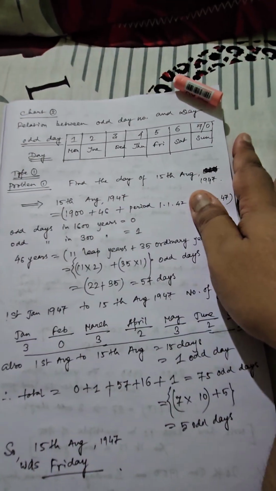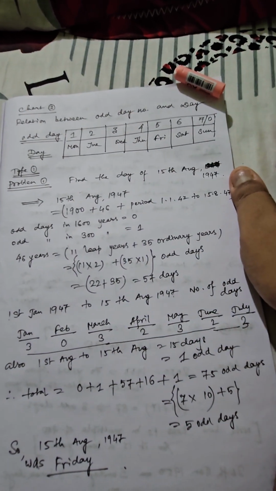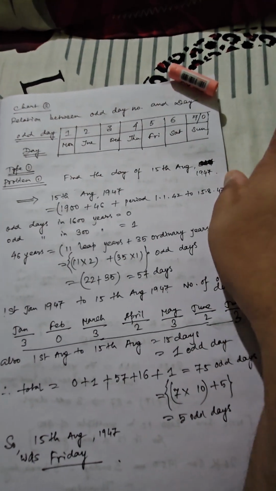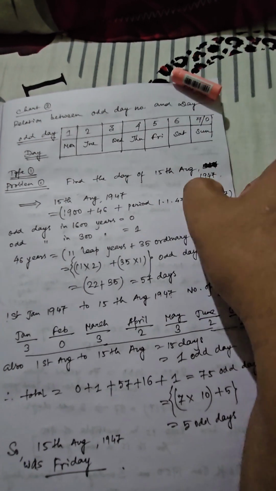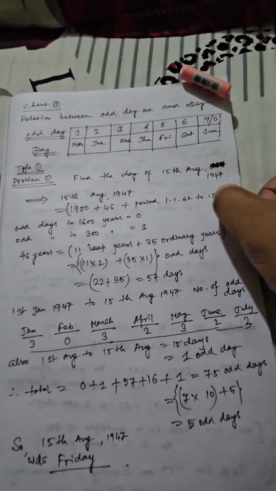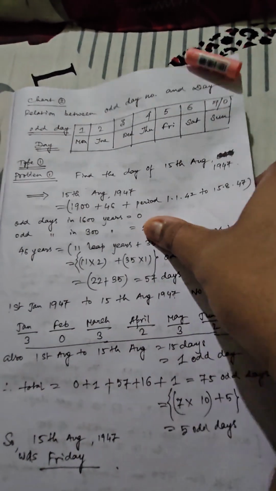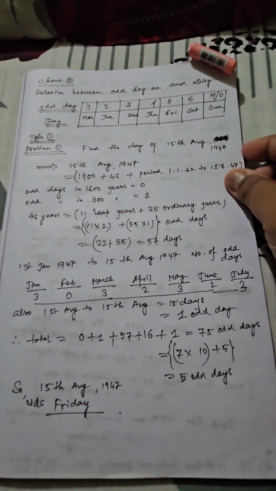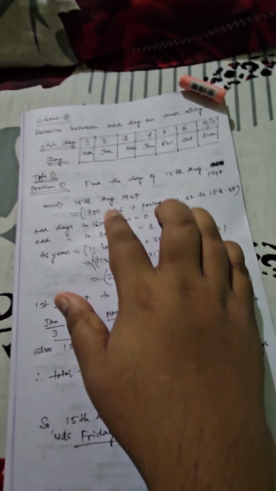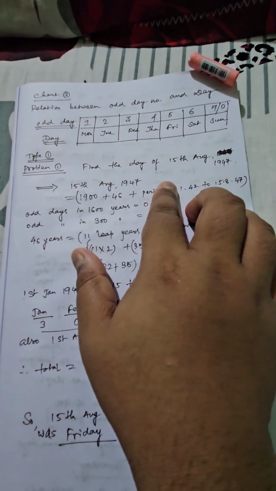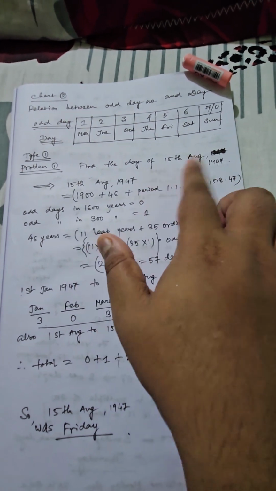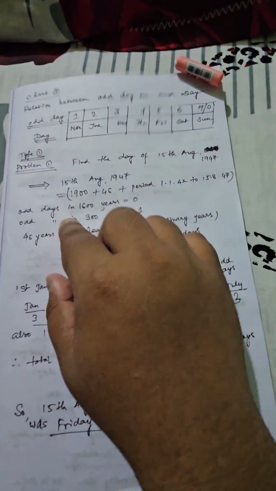Now there are several types of problem, but in this video I am going to discuss 2 specific types of problem. A certain day or date will be given to you and you have to find out the day, and I have also shown another problem where you can find out the back date. So first let us start with this problem. We are trying to find out the day of 15th August 1947.